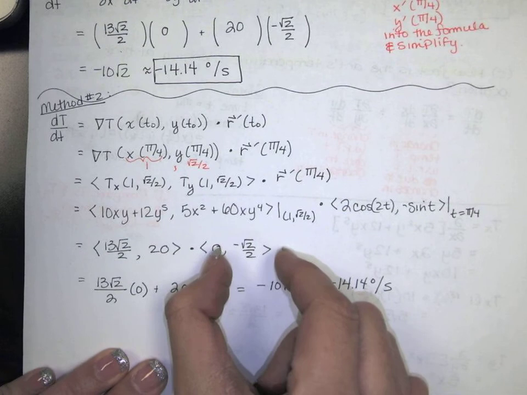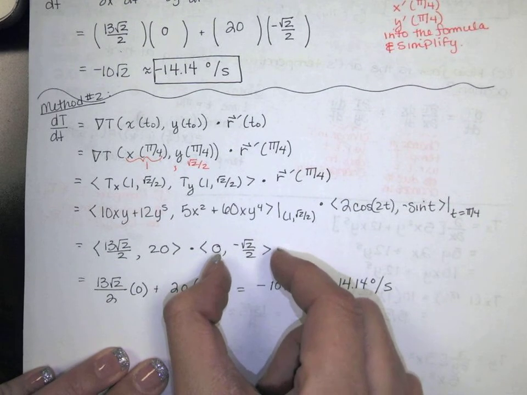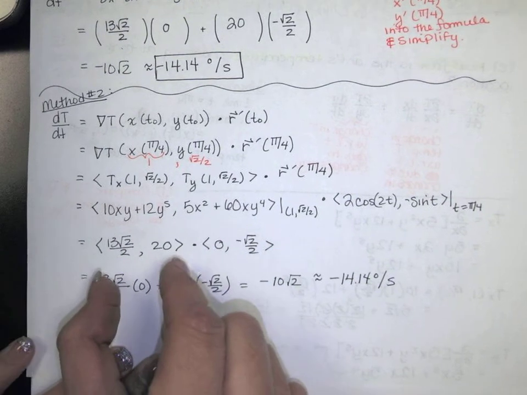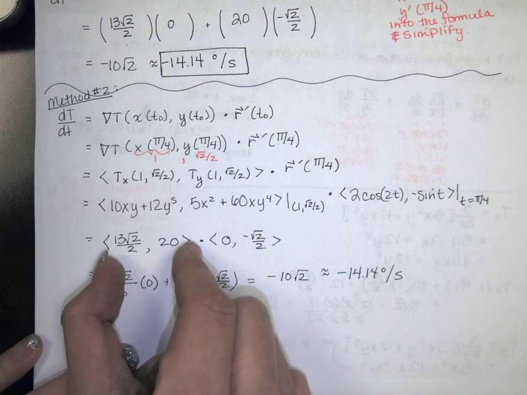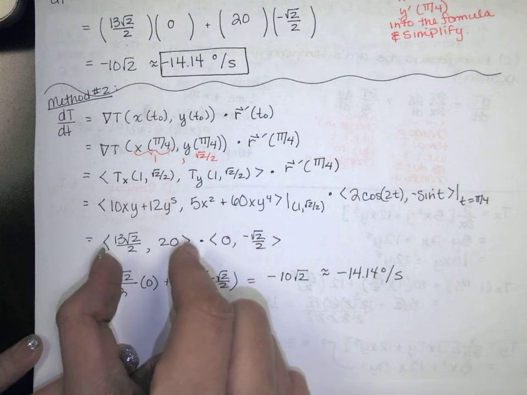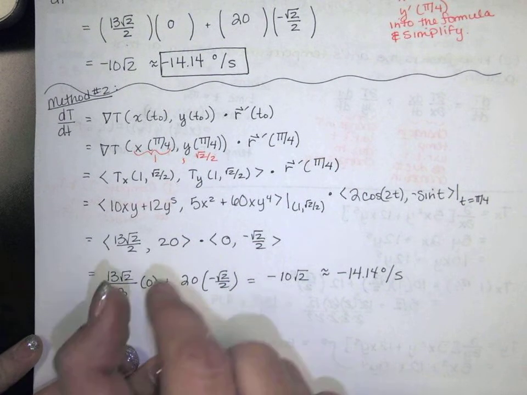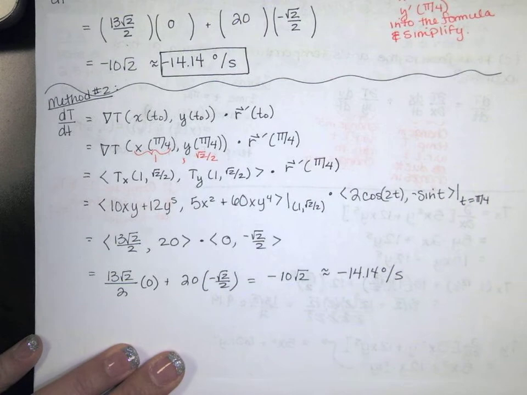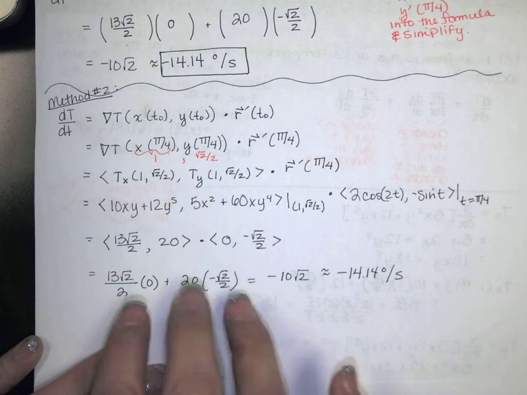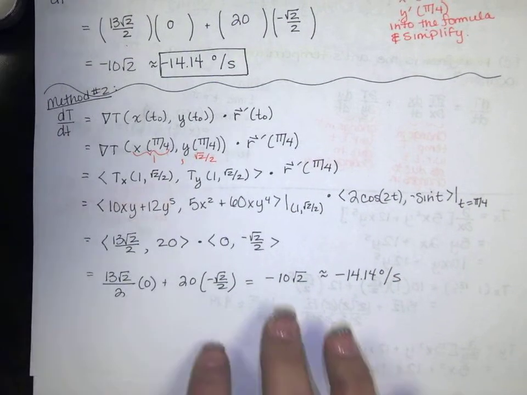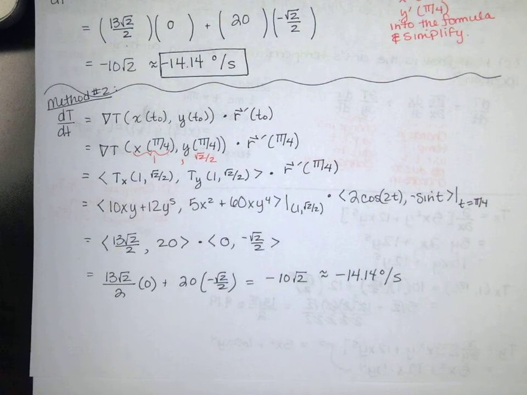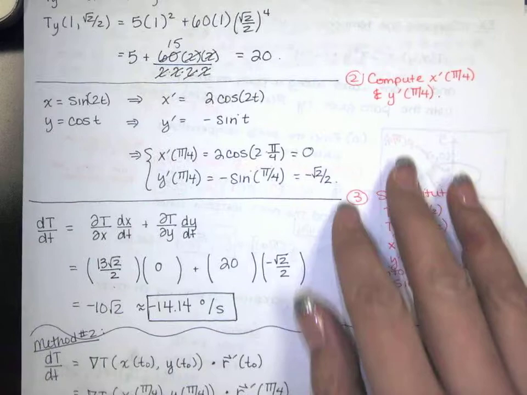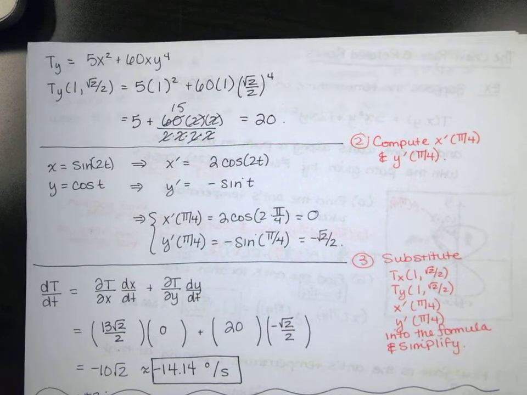So now I've got this vector that represents the x prime and y prime at pi over 4. And this vector, the gradient, which represents the partial of T with respect to x and the partial of T with respect to y at that particular location that's associated with that particular time. Then we take the dot product and we get the same answer. So you can do this if you like. You don't have to, though. You can do it the other way if you prefer as well. Okay, so let's do one more example.